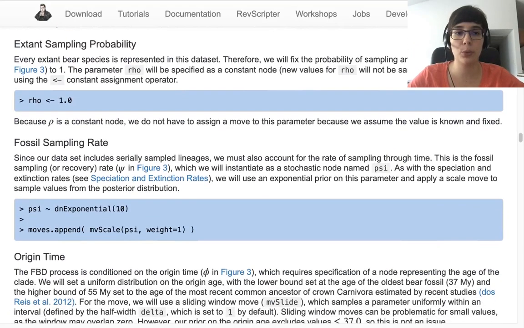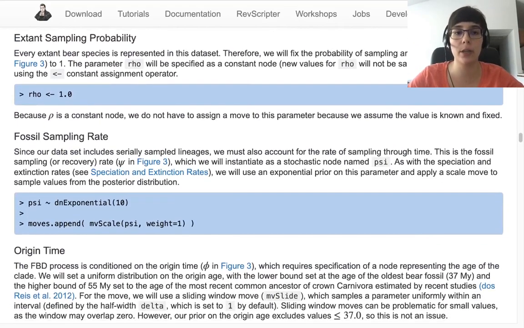The next parameter we want to define is the extant sampling probability, which is rho. Now in our particular case, we know rho because we know how many of the extant bear species we have in our data. So here we know that we have sampled all the extant bear species, so we have a probability rho of 1. And since we know it, we will define it as a constant node. So that's just what that line does. And we do not need a move for that parameter because, again, it is constant.